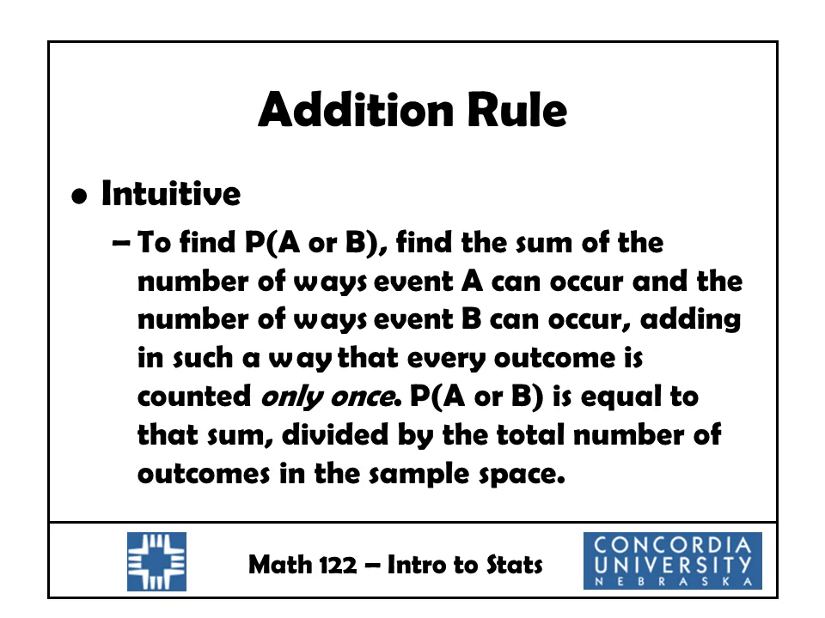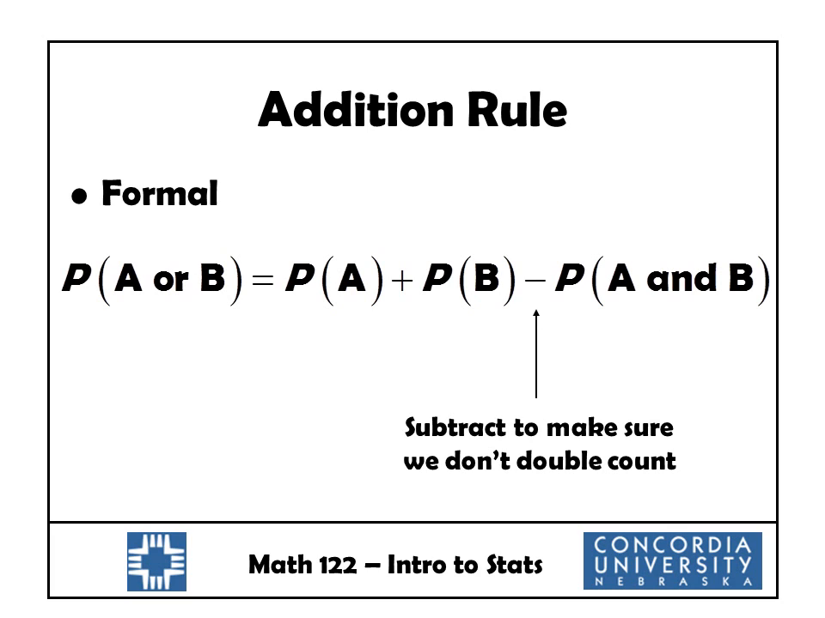So the idea here is pretty simple. Count the number of ways the events can occur, but make sure you count only once. Divide that by the total number of outcomes in the sample space, and you have your probability. Now, in formal terms, we'd write this as P of A or B. A or B means that one event or the second event occurs.